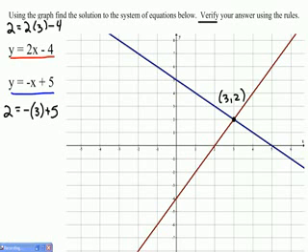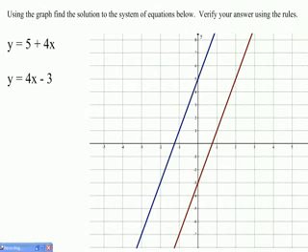So pretty easy when you have a graph, you just look for the intersection point. Here, just quickly note, these are parallel lines, so obviously they do not have an intersection point. Therefore, this would be no solution.